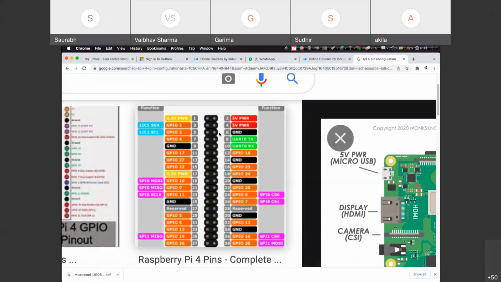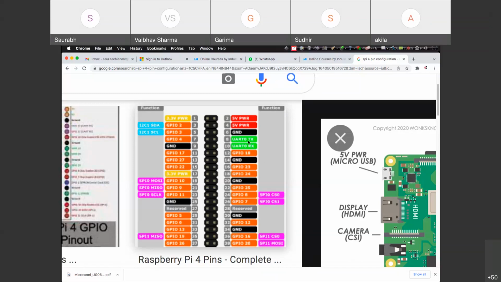From the top, if we start counting, the first pin is 3.3 volt VCC, and the second pin is 5 volt. The fourth pin is also 5 volt. Pin number 3 is one of the GPIO pins, general purpose input output pins. There are overall 23 input output pins available.